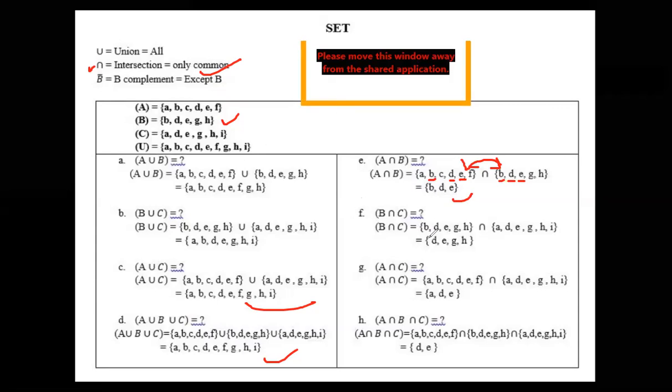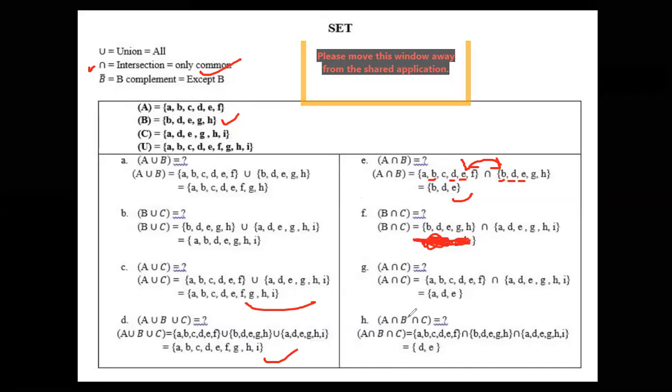Let's go to the next topic. Next topic is number F. Please write the answer of this number F. If we hide the answer, please tell me what is the answer of B intersection C. The value of B you can write from here, the value of C you can write from here. Now for intersection you just need to write the common only. Tell me what is the answer of this one.